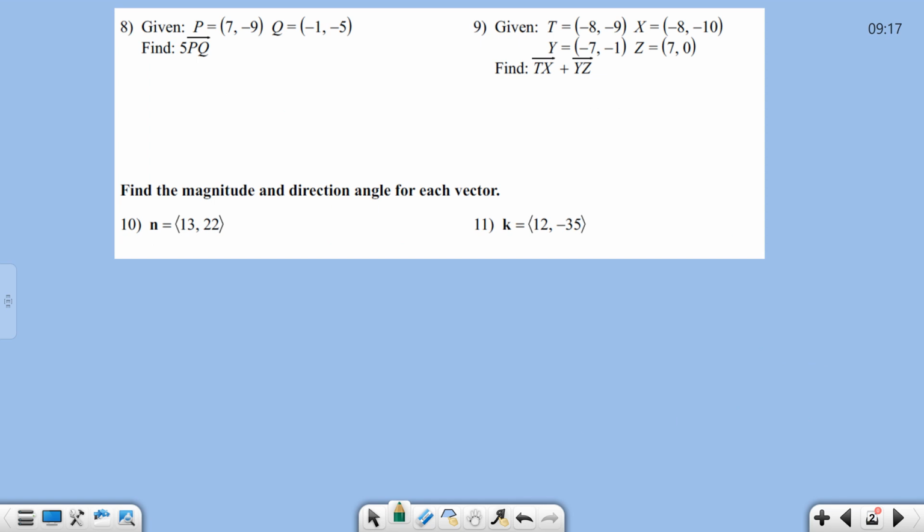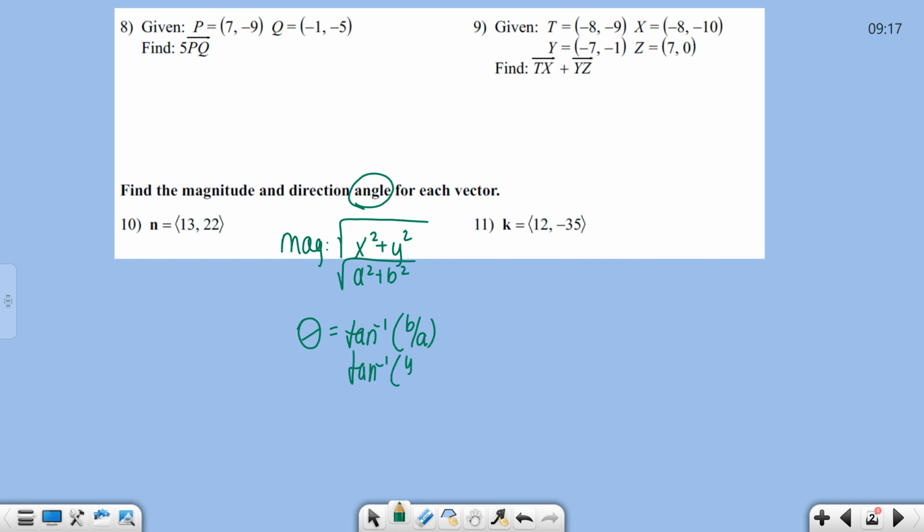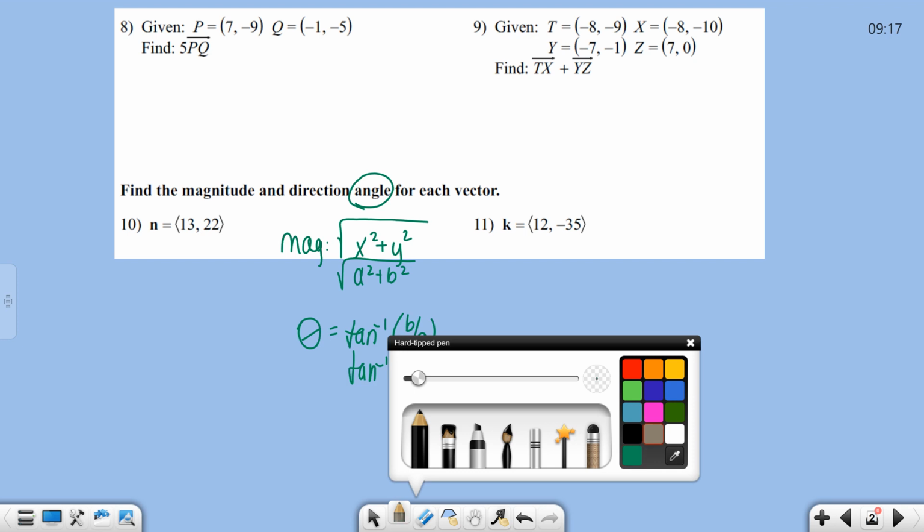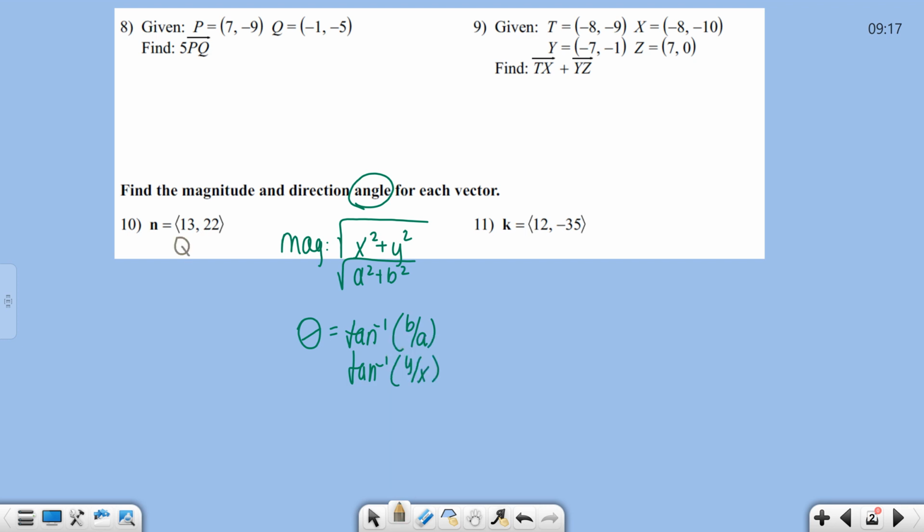So numbers 10 and 11 determine the magnitude and direction angle. So remember, our magnitude is the same thing as the distance formula, the square root of a squared plus b squared, or x squared plus y squared, whichever way you want to think about that. And then to determine the angle, theta, we typically use tangent inverse of b over a, or tangent inverse of y over x, vertical over horizontal.